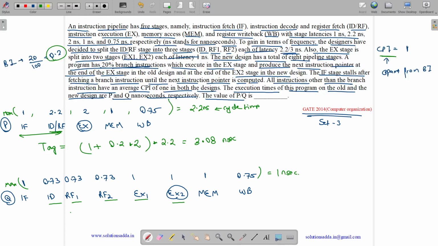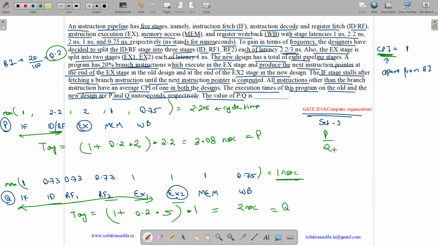So what is the average execution time? The average CPI is 1, as given over here, but 0.2 branch instructions take an extra delay, because the next instruction pointer is available after the EX2 stage. So it has a delay of these 5 stages, and 5 stages times a cycle time of 1 nanosecond, so this value comes out to be 2 nanoseconds. So this is our P and this is our Q. What is P by Q? P by Q is 3.08 divided by 2, which comes out to be 1.54. So the answer to this question is 1.54.